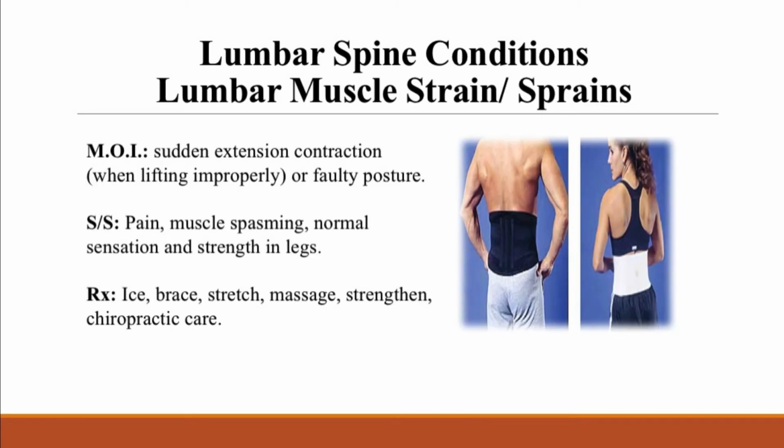Excessive extension contraction and faulty posture are the two most common causes of sprains and strains. Signs and symptoms include pain in the low back with possible referred pain into the buttocks. However, sensation and movement in the legs are normal. Ice packs and bracing are helpful in the first few days of injury. Strengthening, stretching, massage, and chiropractic treatments can assist with proper alignment and healing.